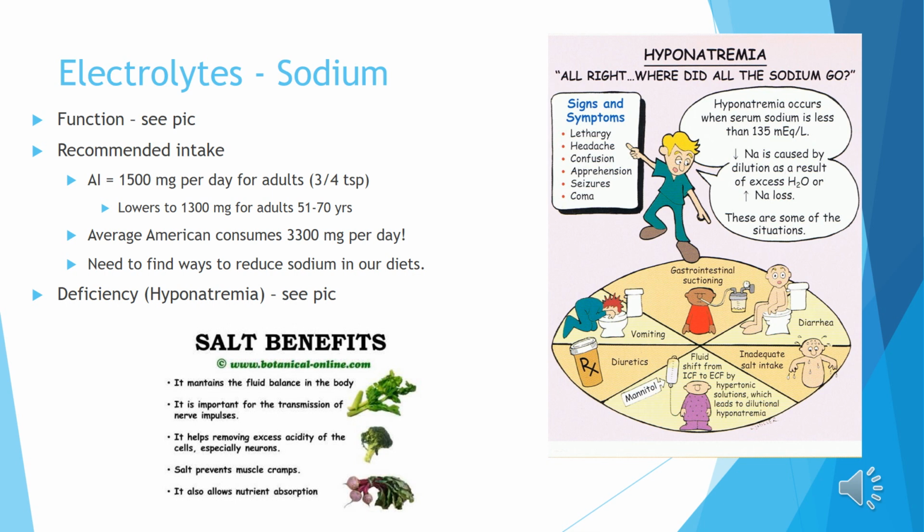So we go into the recommended intake. Remember again, AI, 1,500 milligrams per day for adults, which equals about 3/4 of a teaspoon, and that's not very much. When you become 51 to 70 years old, it actually goes down to 1,300 milligrams. And that's normally related back to the regulation of blood pressure. As you get older, you tend to have a higher tendency for hypertension, so we decrease your sodium intake. Unfortunately, the average American consumes about 3,300 milligrams per day, which is too much. So we've got to find ways to reduce sodium in our diets. And your textbook talks about ways that you can reduce sodium in your diet.